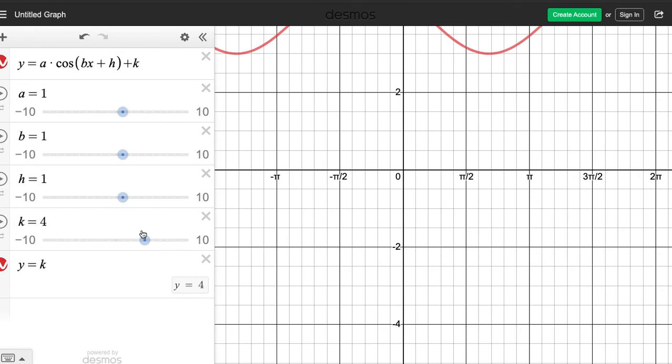Question? Mine's sideways. Did you do x equals K? I did y equals K. Y equals K and it's sideways.